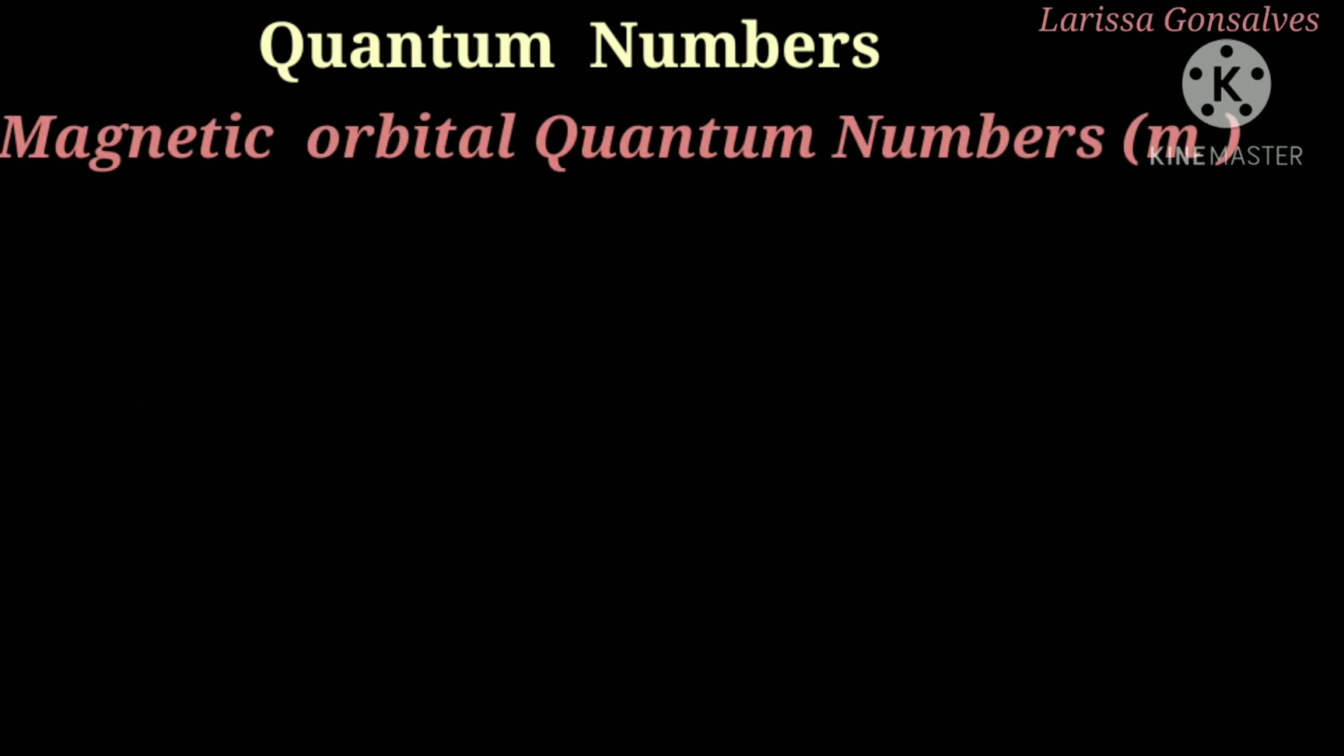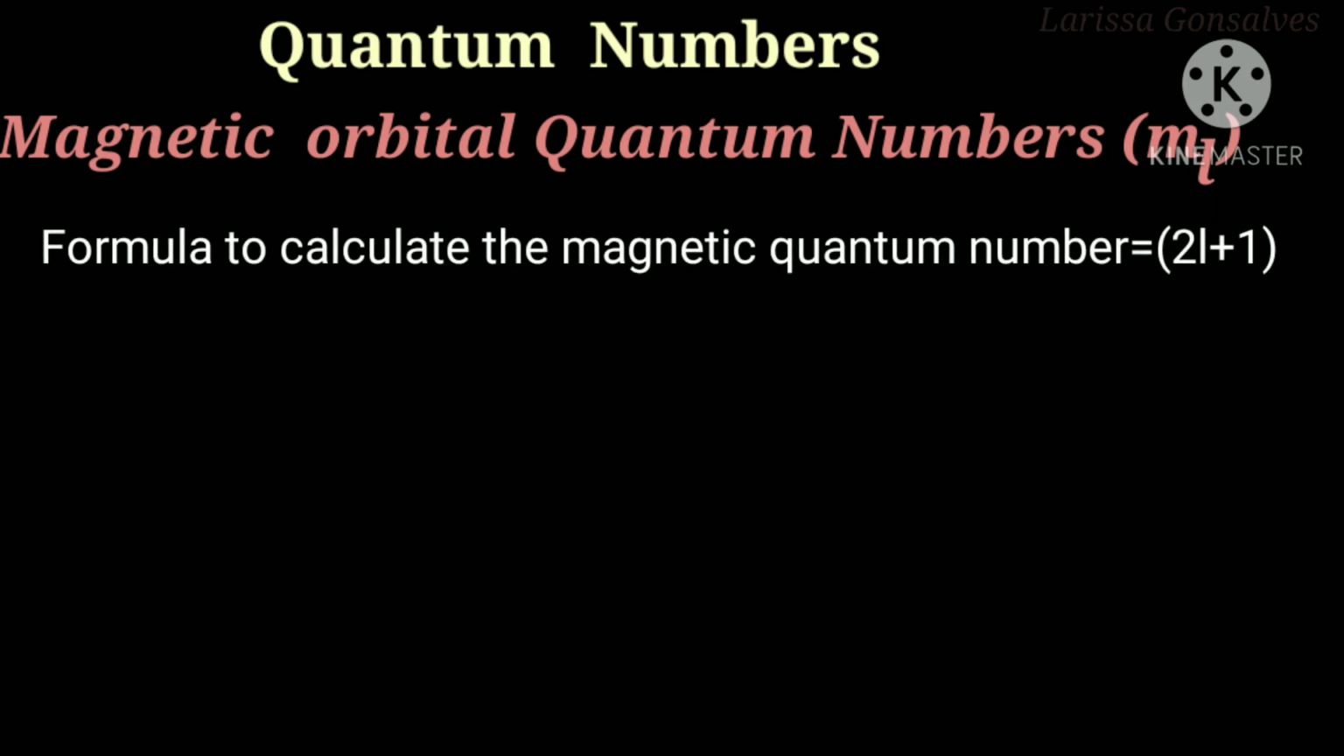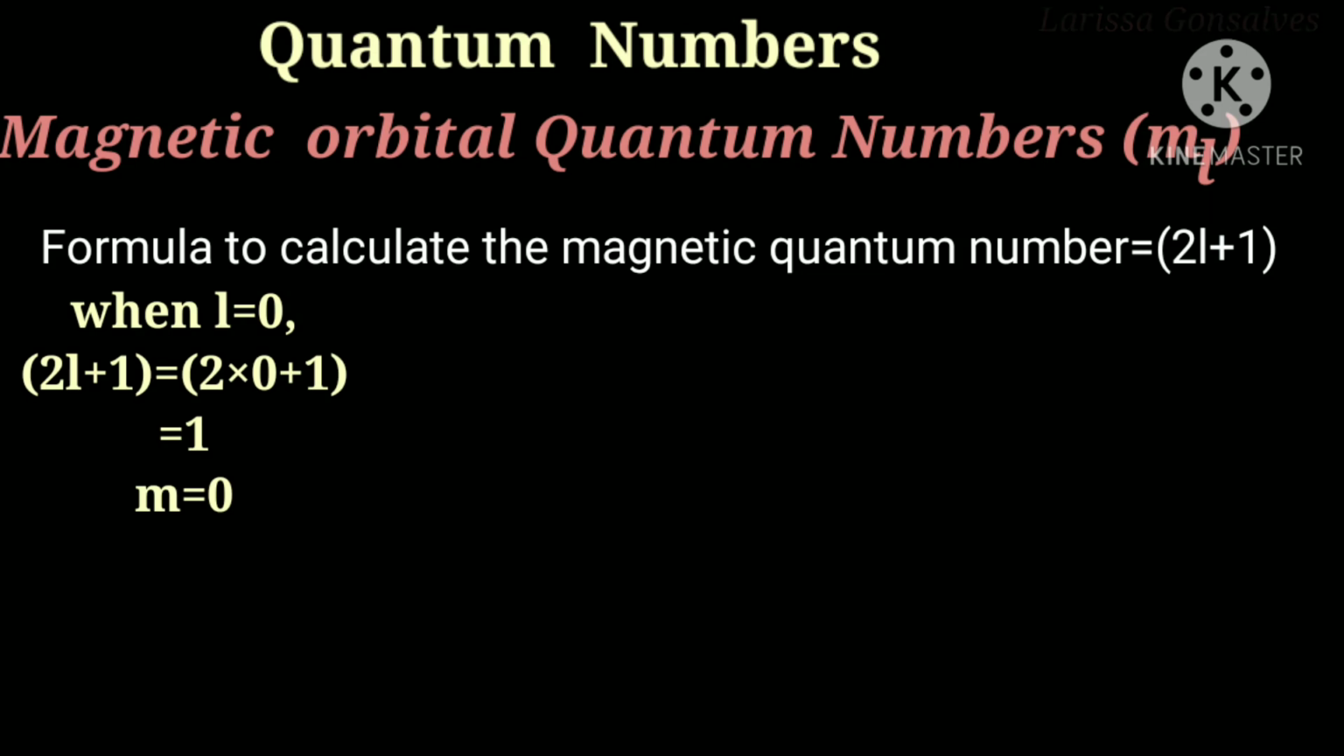The next quantum number is the magnetic orbital quantum number. It is denoted by small letter ml. This quantum number gives information about the spatial orientation of the orbitals in a given subshell, as in how the orbitals are arranged in the subshell. The formula used to calculate the number of values is 2l plus 1. When l is equal to 0, if we substitute this in the formula, we will get 2 into 0 plus 1, which will correspond to 1. Hence, the value of magnetic quantum number will be equal to 0.